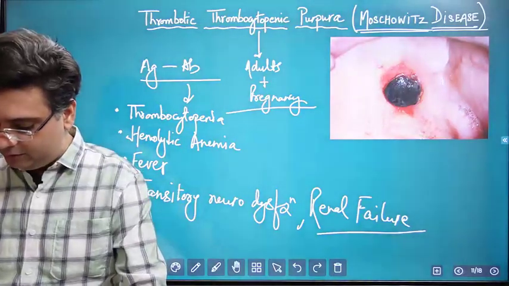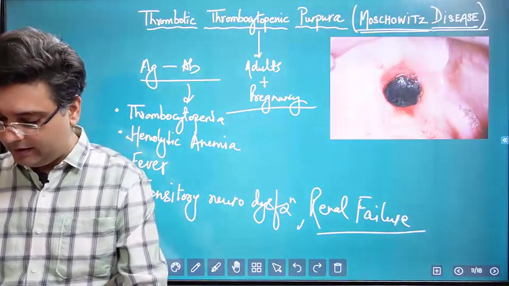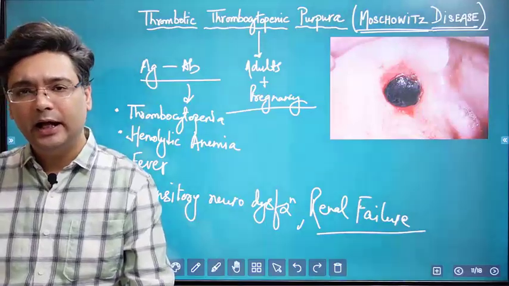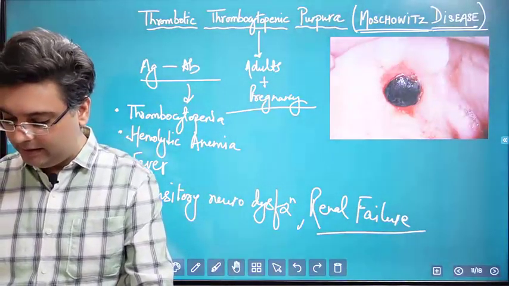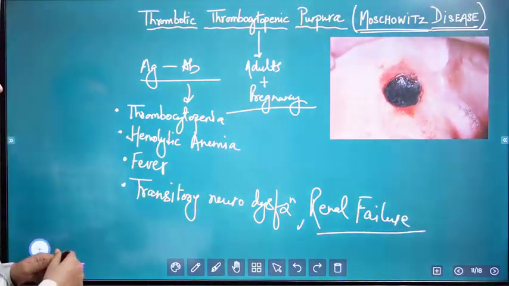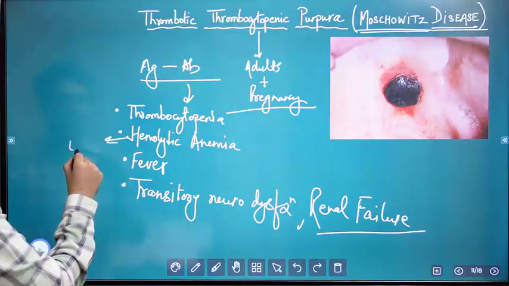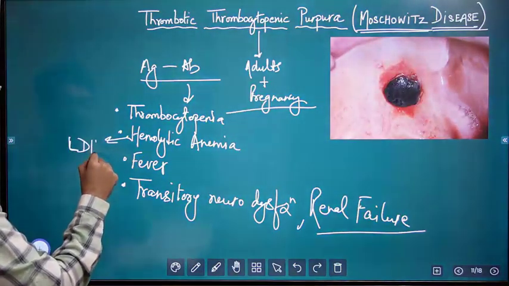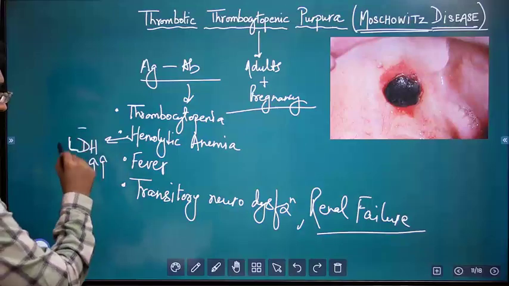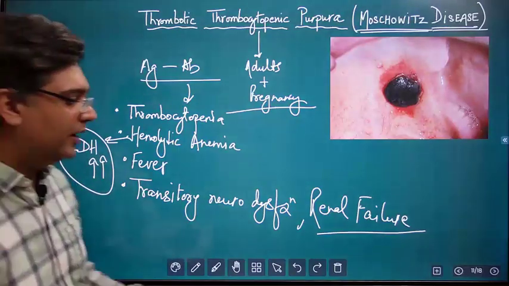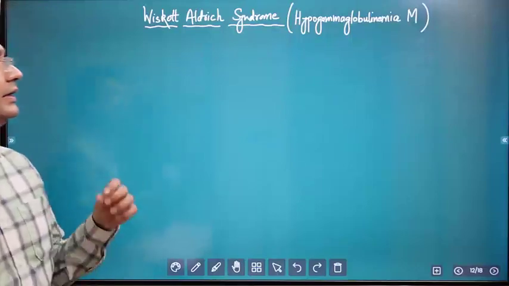If we go to the lab, we find that the bleeding time is increased again, the PT and APTT are normal, and because of the hemolytic anemia, the lactate dehydrogenase level could be elevated. Okay, so this was all about this problem.